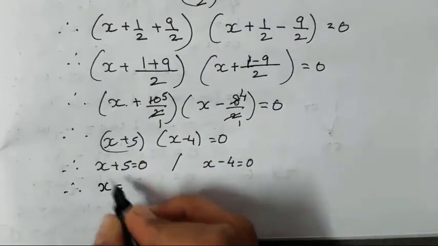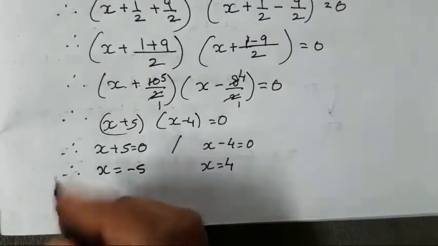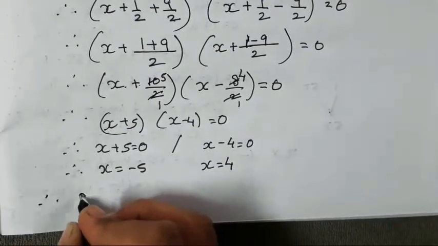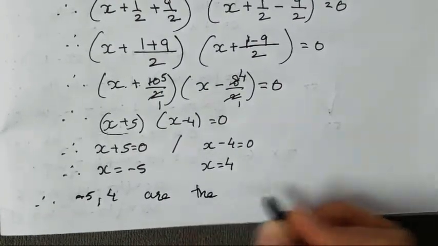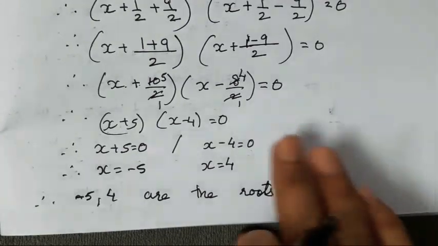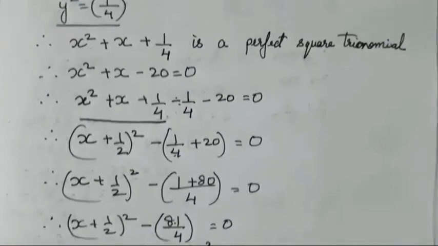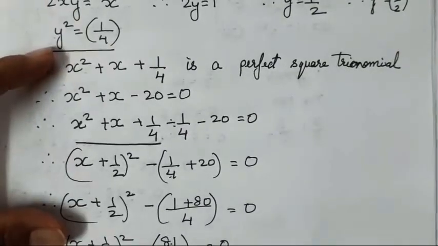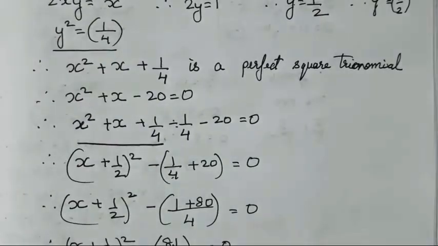So, x is going to be minus 5 and over here x is going to be plus 4. So, in this way, minus 5 and 4 are the roots of the quadratic equation. Isn't it easy? So you all have to do it very patiently. The problem is over here only. You all can go and repeat and watch the video again so that this part will be clear.